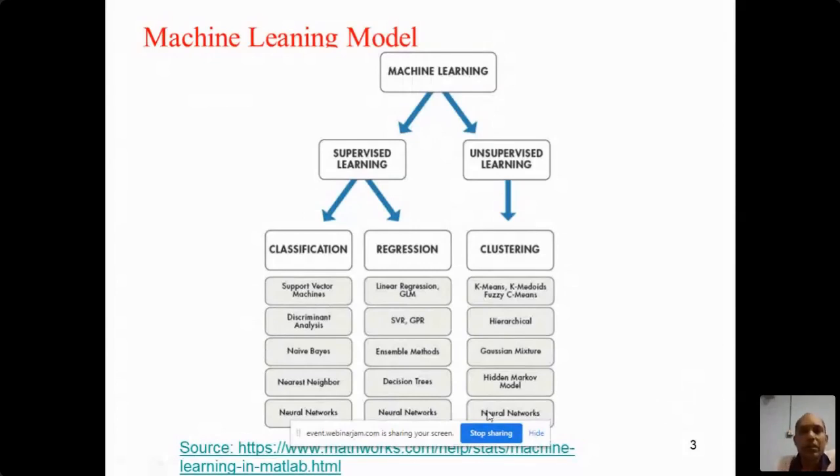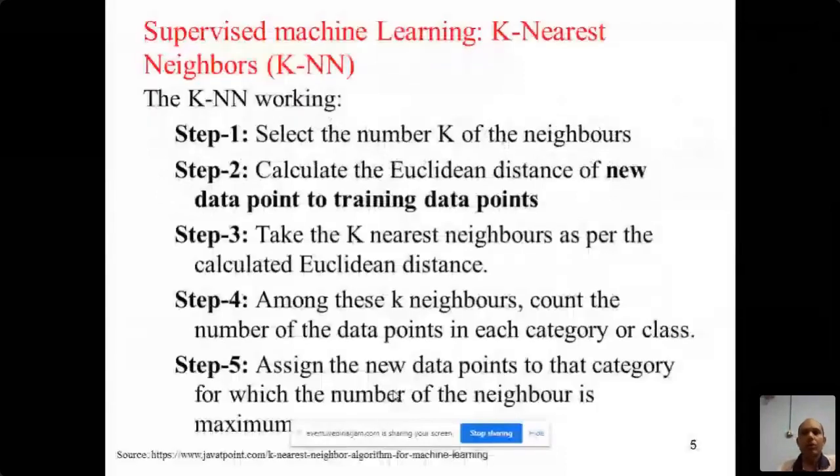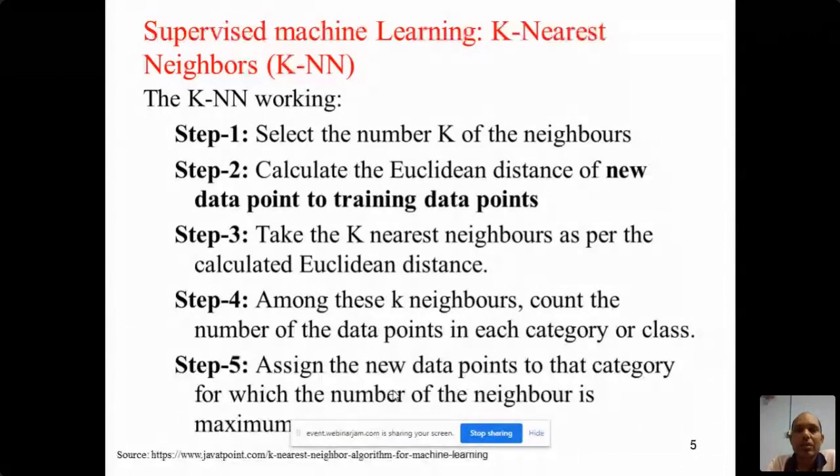Now let us start with the k nearest neighbor algorithm. The k nearest neighbor algorithm is a simple and easy to implement supervised machine learning algorithm. Now, how does this algorithm work? Let us discuss this particular algorithm. Logistic regression was also very simple, but I think k nearest neighbor is even simpler. So let us start.